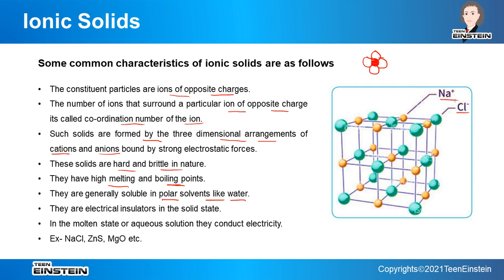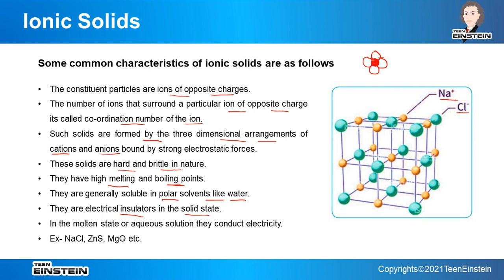Now we know that like dissolves in like, that means water is also polar. So that is why this compound being ionic, there will be some similarity in character. So that is why it can be soluble in water or any other polar solvent. If we take another polar solvent, then also it will be soluble. They are electrical insulators in the solid state.